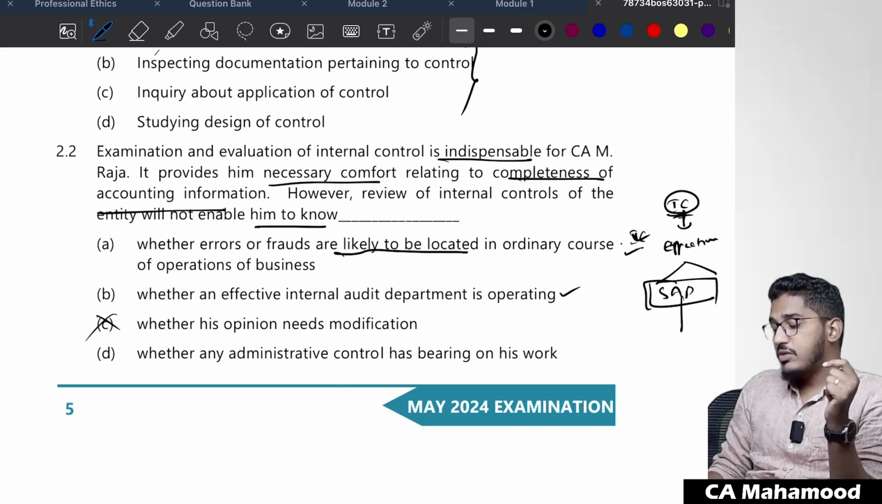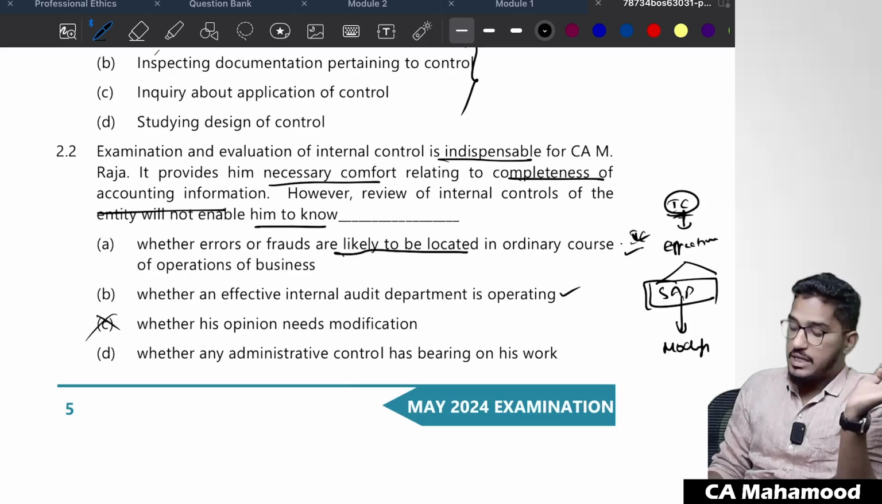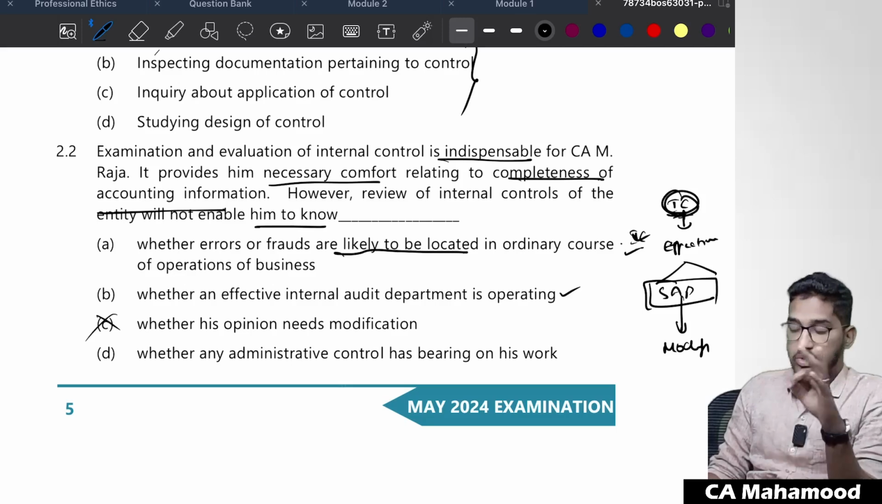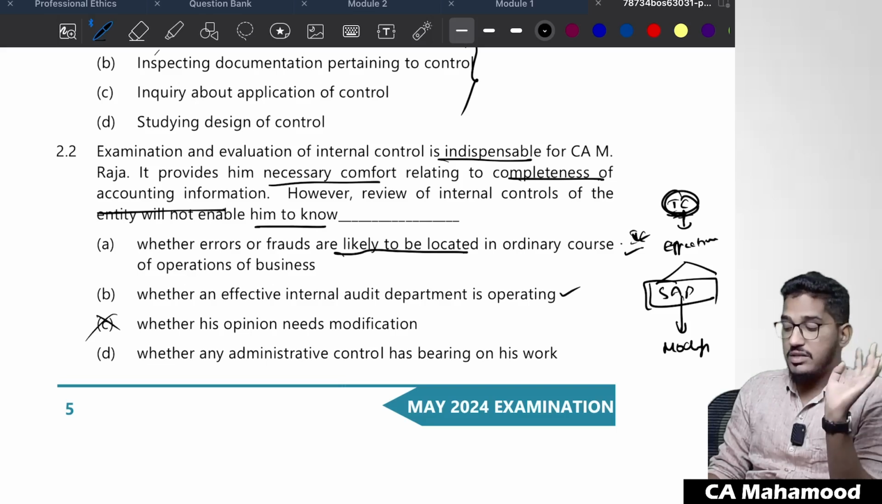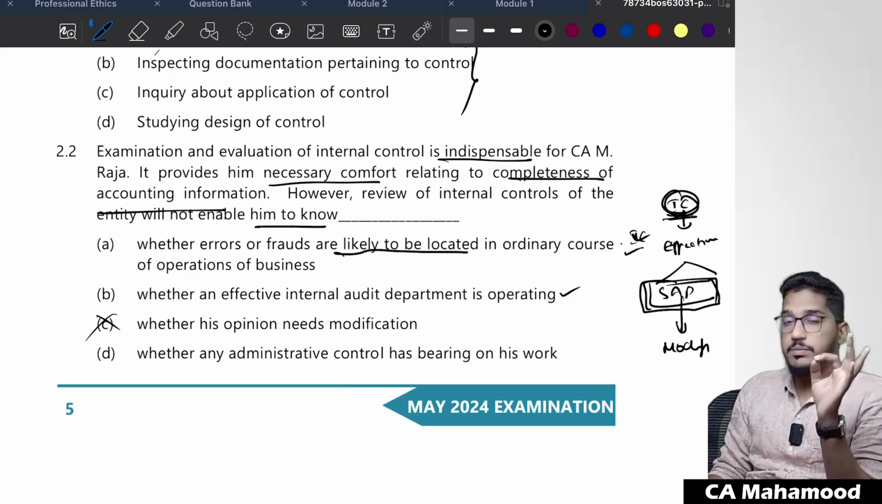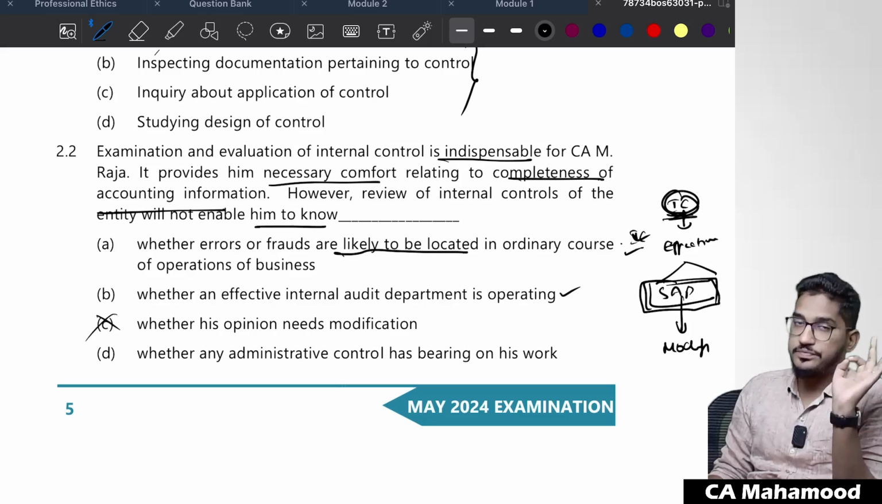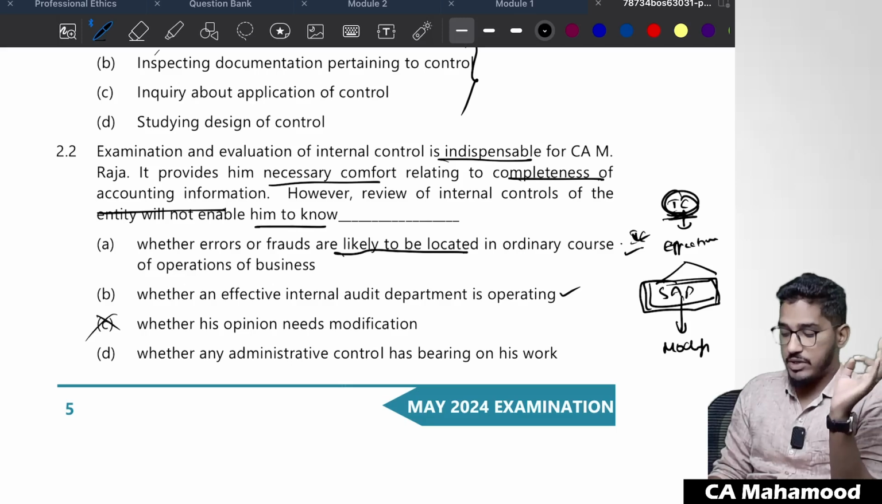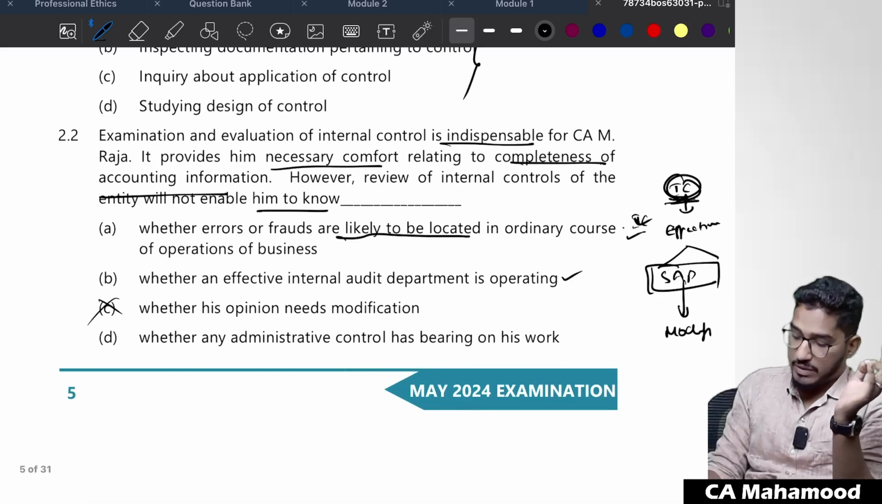After performing substantive audit procedures, you will come to know whether modification of the opinion is required or not. Simply by performing test of control, simply by verifying internal controls, you will not be able to form an opinion. You can express an opinion only after performing substantive audit procedures.